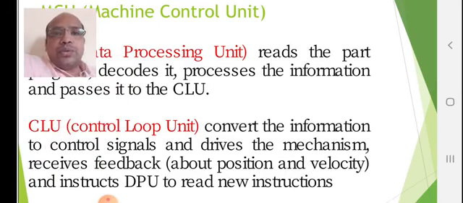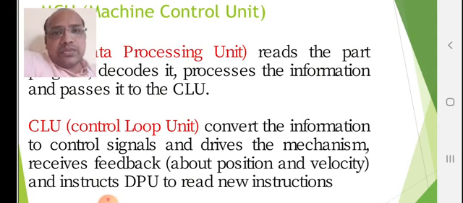CLU is a control loop unit. It converts the information to control signals, and it drives the mechanism which receives feedback about the position and velocity of the tool, and it instructs the data processing unit to read new instructions. Means CLU works for implementing all the instructions given by DPU.